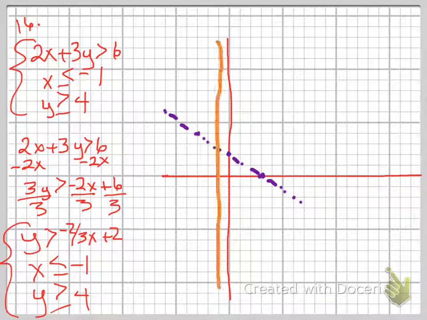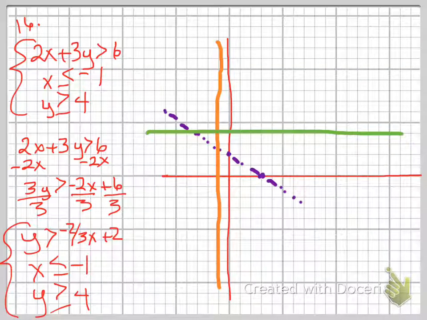Feel free to pause this if you need to. My next line is x is less than or equal to -1. So I draw the horizontal line at -1. Or vertical line. I'm sorry, I'm getting tired. The vertical line at -1. And then we draw a horizontal line at y equals 4.